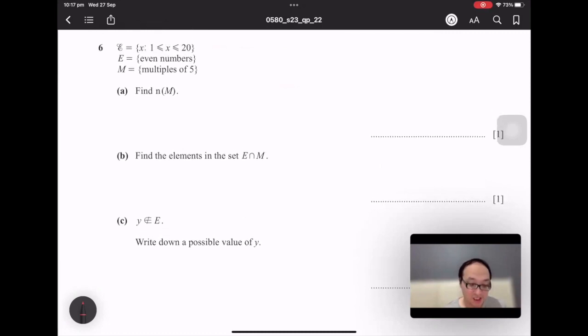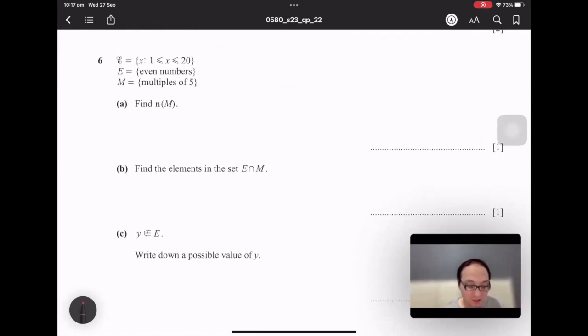Find the number of elements of set M. M is the multiples of 5, so it will be 5, 10, 15, and 20. Yes, because 20 is inclusive. So we have 4.